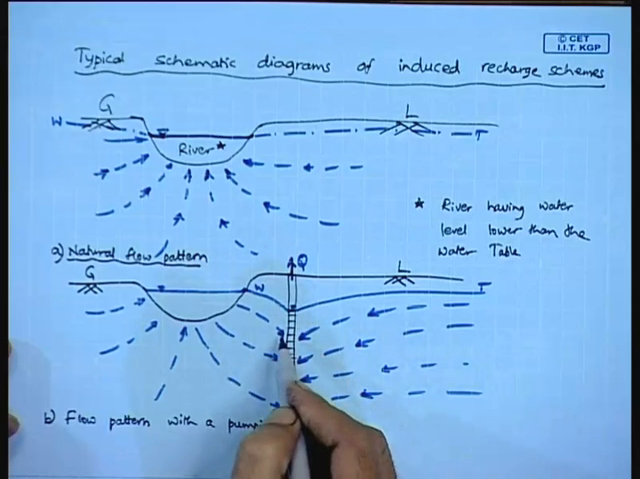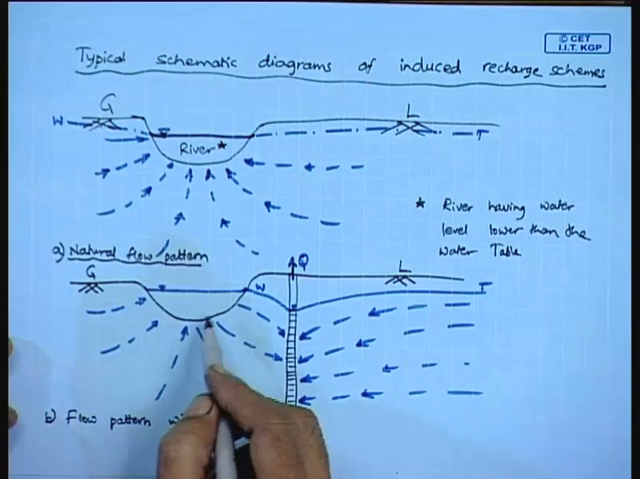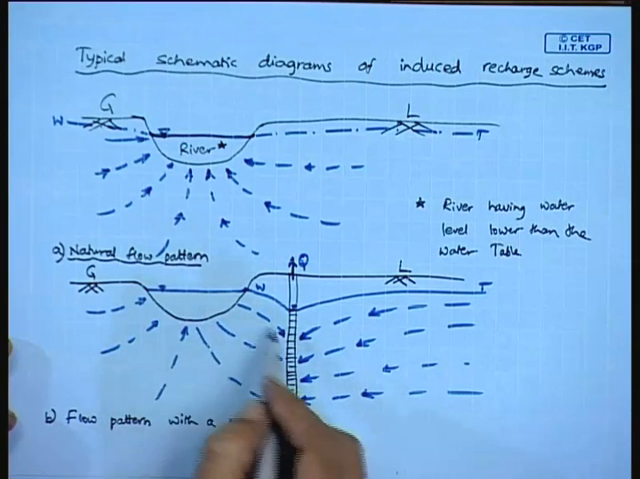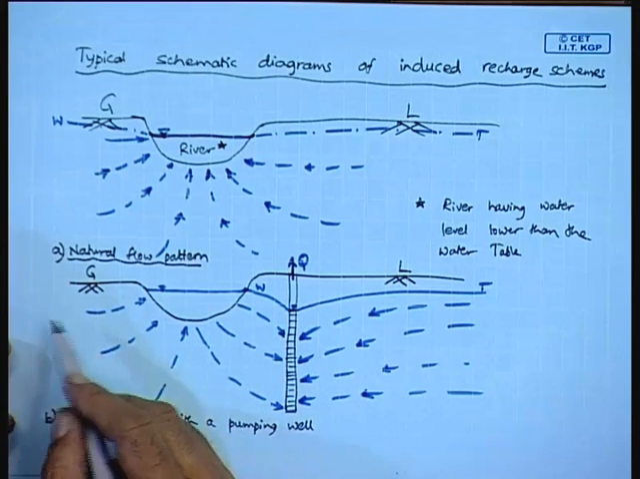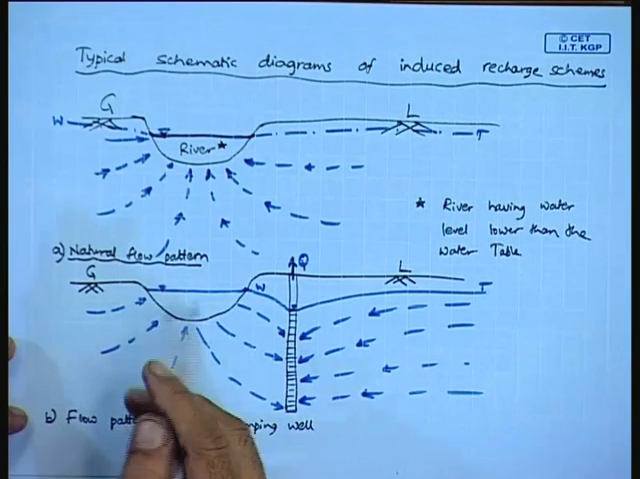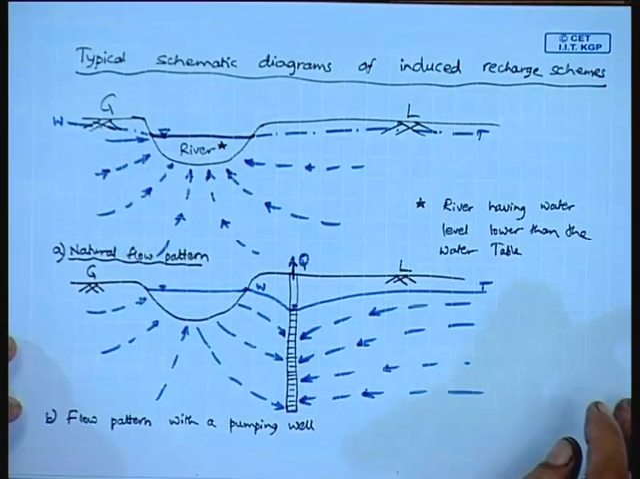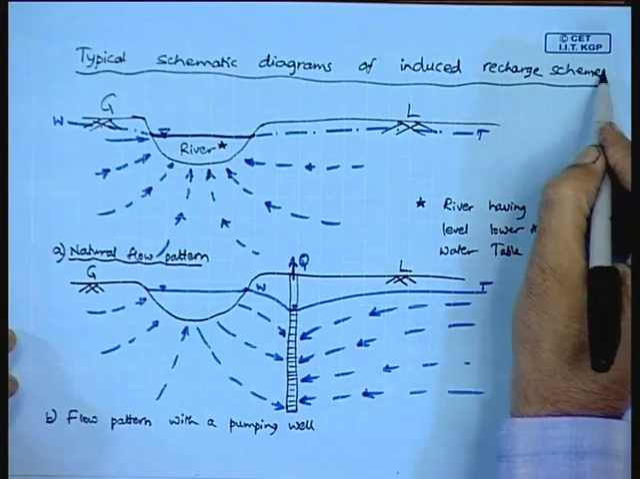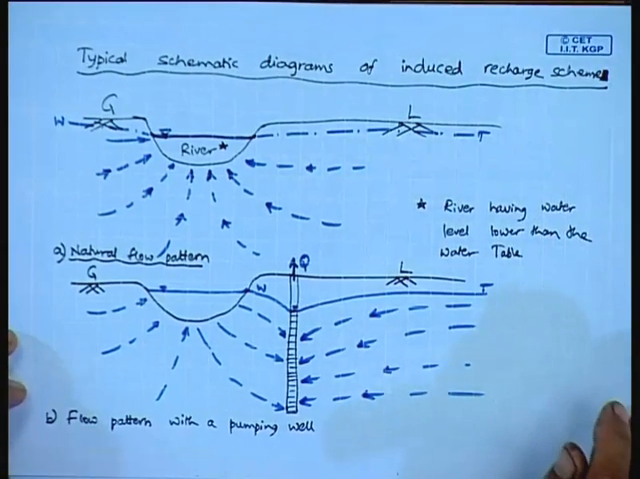Now after the pumping well has been drilled, towards the pumping well the flow is from the river into the well, whereas away from the pumping well, the flow is into the river. So this is an example of this. This is a typical schematic diagram for this induced recharge scheme. Sorry, this is just a scheme.